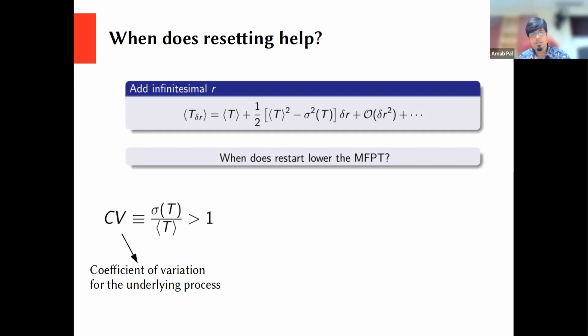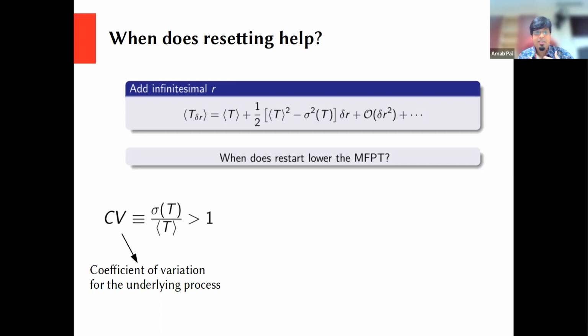And you see that this is actually a very universal criterion, because to understand the effect of restart, what we are claiming is that you need to look into the underlying process, the process without restart, and then measure two statistical measures, right? One is the fluctuation, one is the mean. Take the ratio, calculate the coefficient of variation. If this is greater than one, then you are guaranteed that restart will help you.